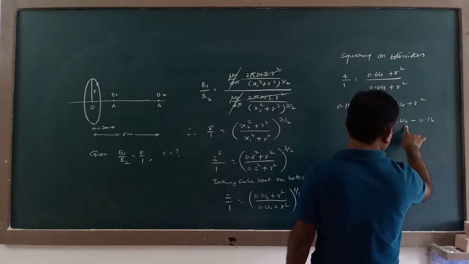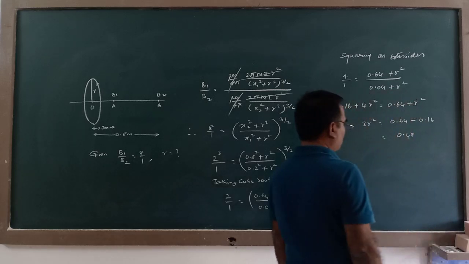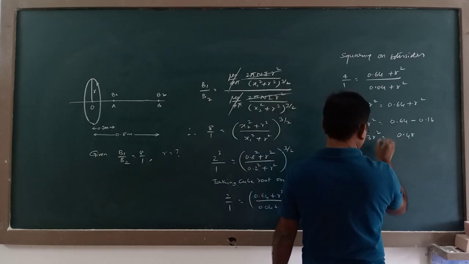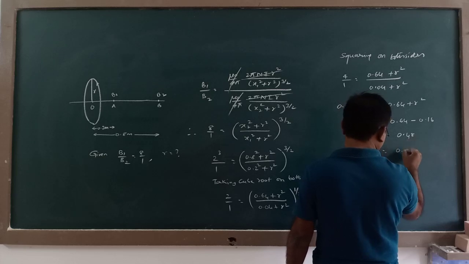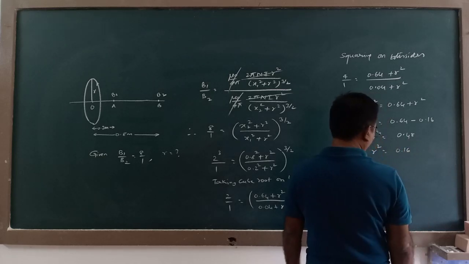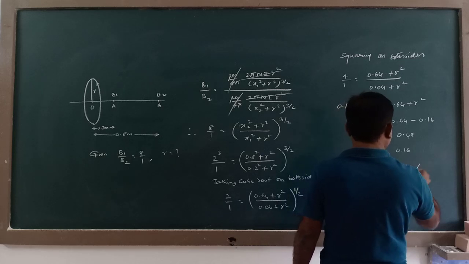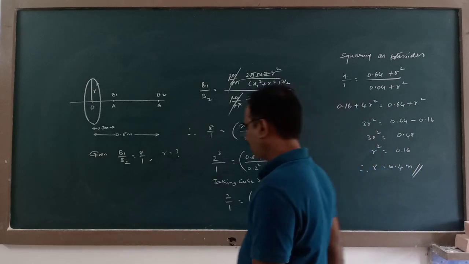So here this is 0.48. So this is 3r square. R square is equal to 0.48 divided by 3, 0.16. Therefore R is equal to 0.4 meter. So this is the radius of this coil.